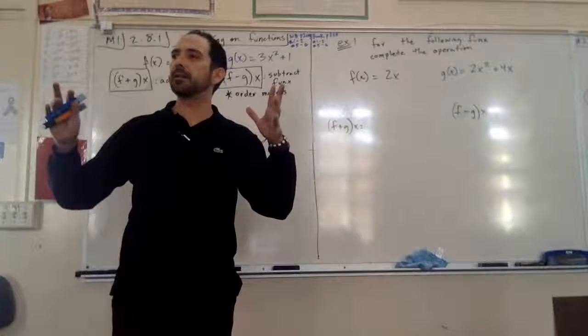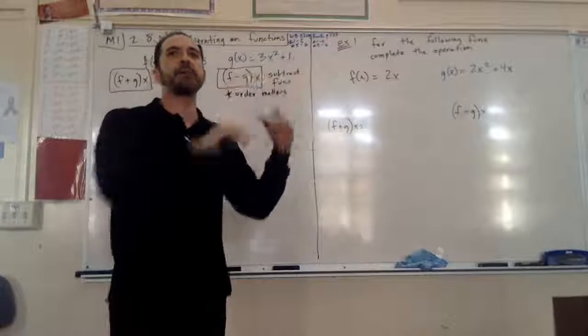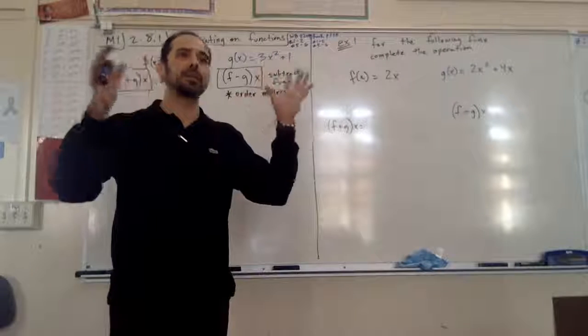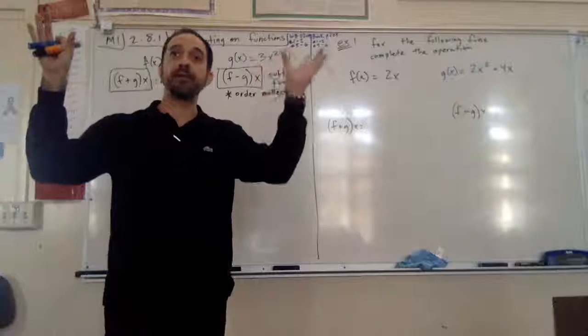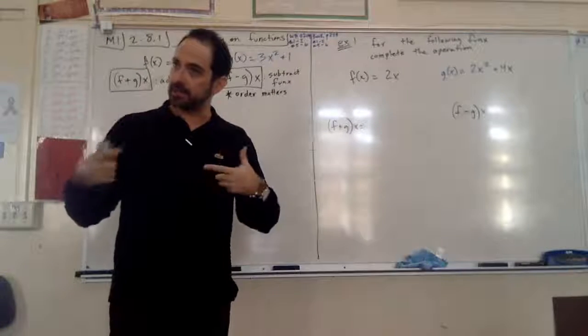So basically, if you have two different functions, say one function is 2x, the other is 5x. And I said, well, combine those. I want you to add those functions together. You have 2x and 5x. You combine them, what would you have? 7x. You see how easy that idea is?